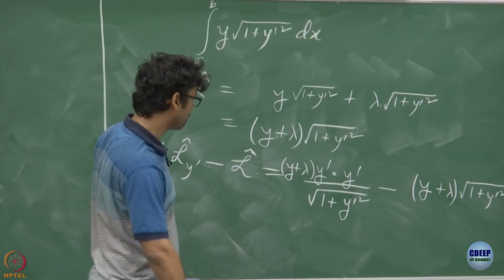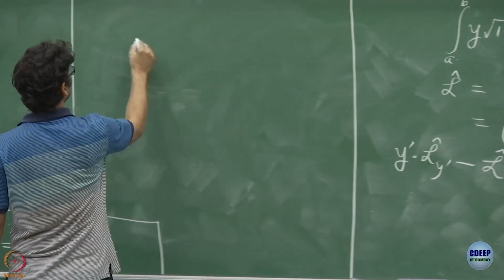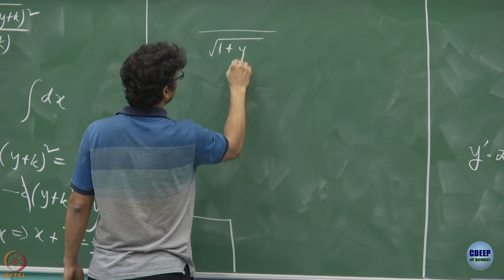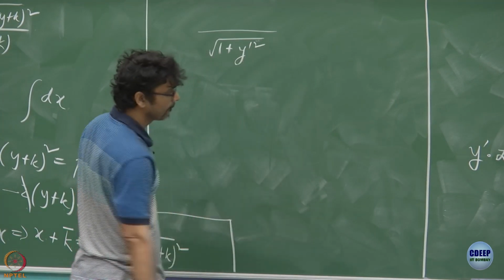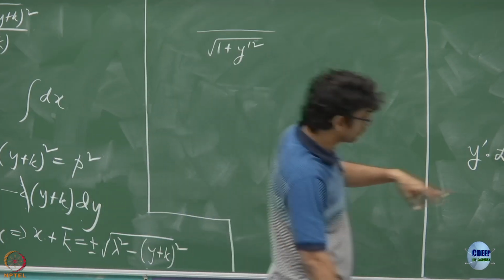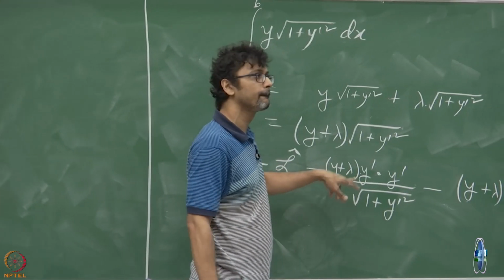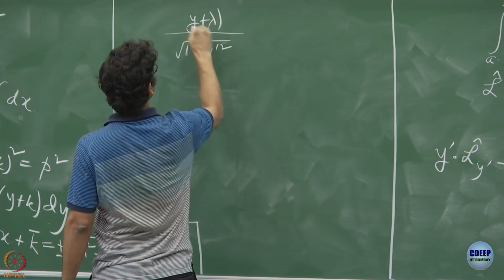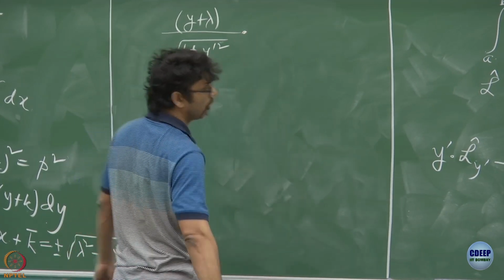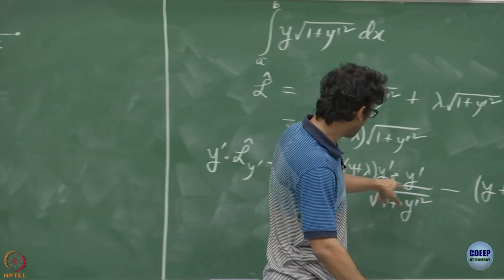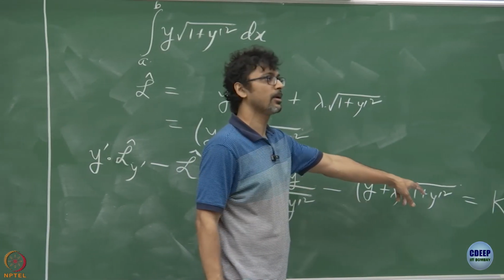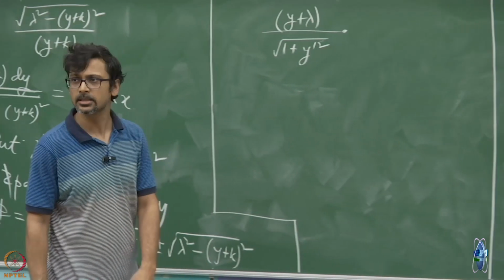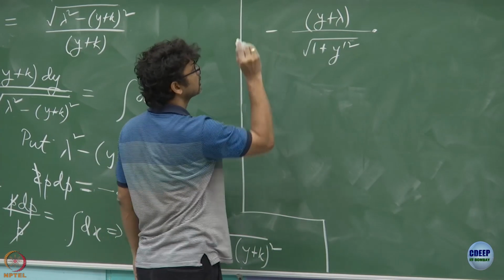So what do we do here? Again, take the denominator common. And of course, y plus lambda is also common. What else? Y prime squared minus 1 minus y prime squared. So that's just a minus 1, isn't it? Yes? So it's just a minus sign.